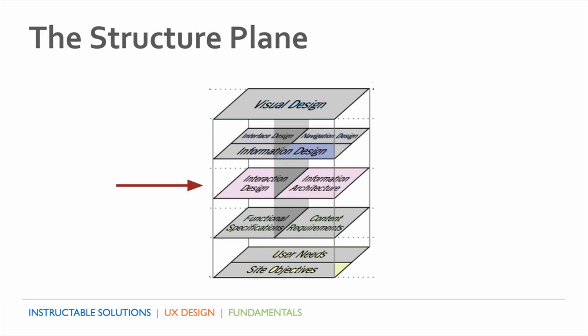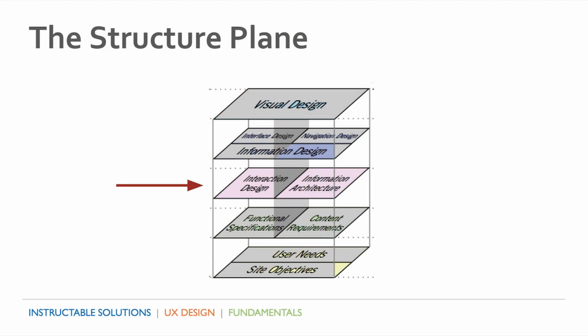In week 1, we looked at the strategy plane, where we gather user needs and product objectives, among many other things, to help us make informed decisions. Next, we looked at the scope plane. The scope plane is a balance between content and function. And in this case, we looked at functional specifications and content requirements as a deliverable.